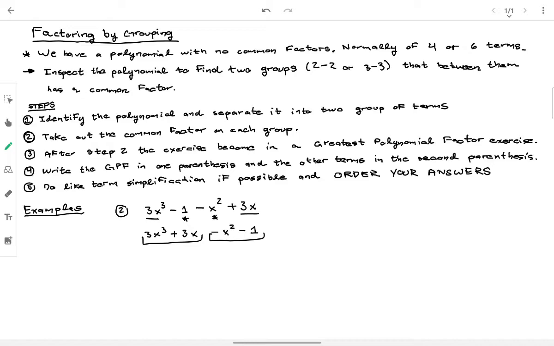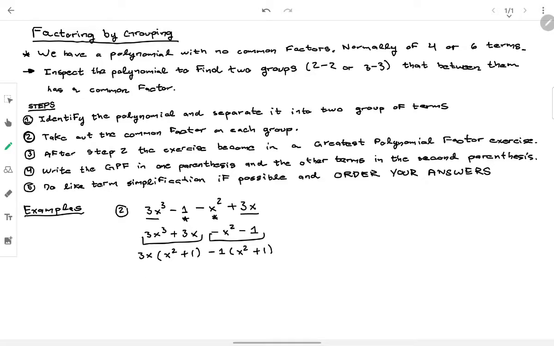So in this case, from the first two terms, I can take out a 3x. So 3x cubed divided by 3x leaves x squared, and 3x divided by 3x is only 1. And if you see, the other part is very similar: minus x squared minus 1. So I can take out a minus 1, multiplied by x squared is minus x squared, multiplied by 1 becomes minus 1. So now the exercise has become a greatest polynomial factor exercise.